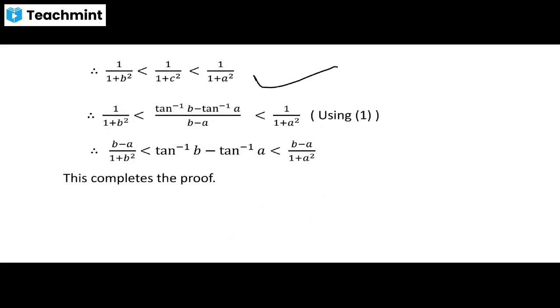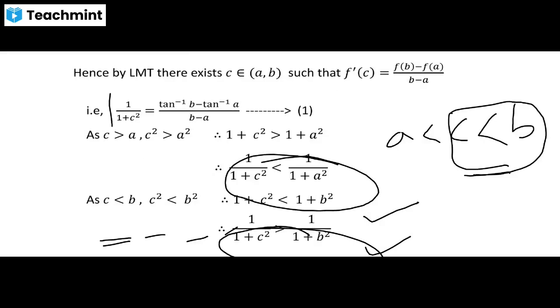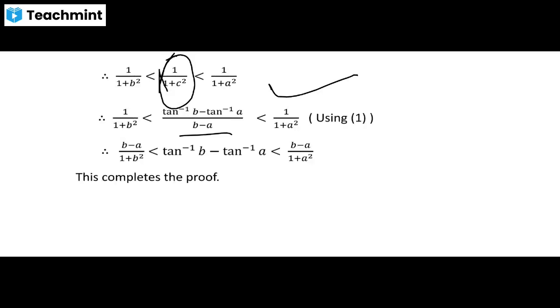Is it clear? Now what is 1/(1 + c²)? As we have written here, 1/(1 + c²) is tan inverse of b minus tan inverse of a divided by b minus a. Substitute this value here. That's all.